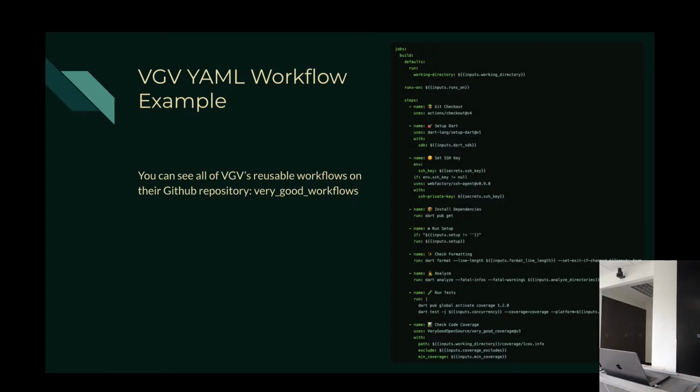So if we look at the beginning here, the first step is going to go and check out whatever the code base is. We're going to set up Dart, have any SSH keys set up that we need. Then we're going to install dependencies, then check the formatting, run the Dart analyzer, run the tests, and then they also have checking code coverage in here.